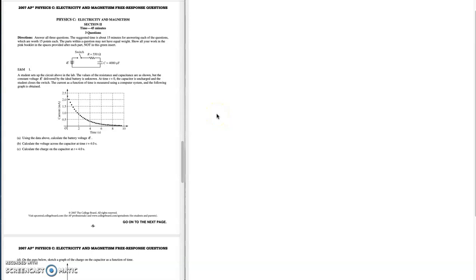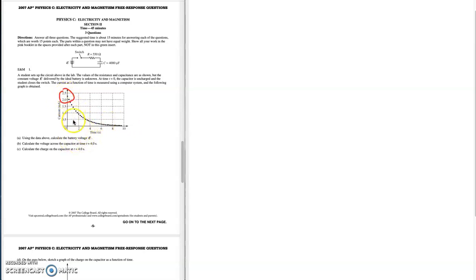2007 E&M number 1. We have an RC circuit here with a switch. They give us R, they give us C. They don't give us the battery, but they do give us a graph of the current through the circuit as a function of time. Note that this is in milliamps, and we start out with a y-intercept here of approximately 2.25 milliamps.